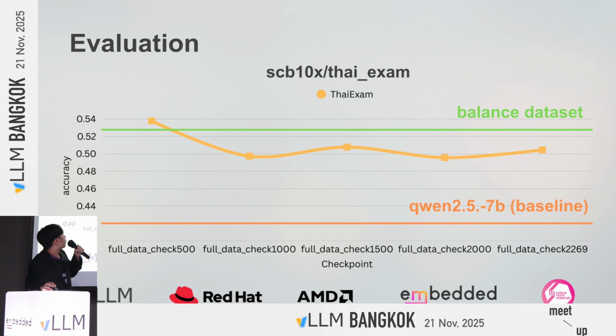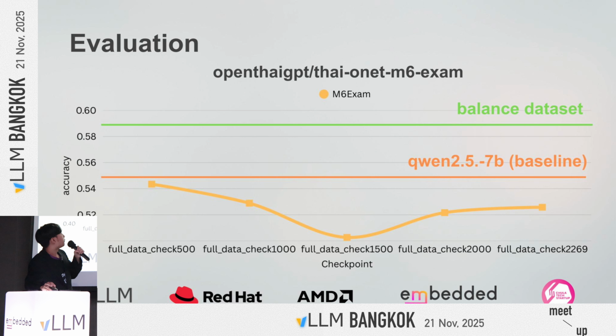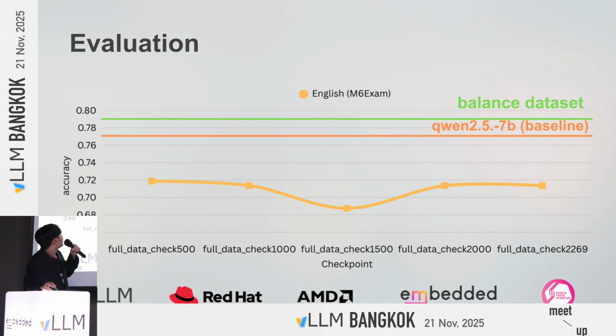As you should know, the Thai exam only has Thai questions and Thai answers, but the M6 exam has English questions. As you can see, the model trained on the full data is below the baseline. That's because if we deep dive into the M6 exam, the English subject has a column that shows our catastrophic forgetting in English.